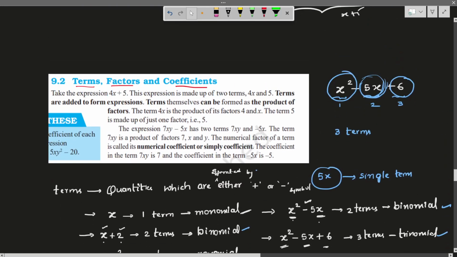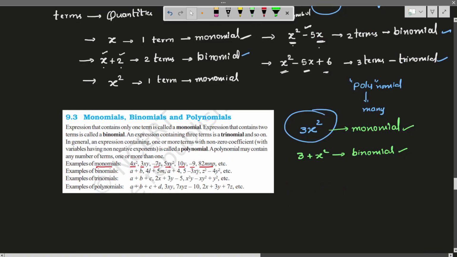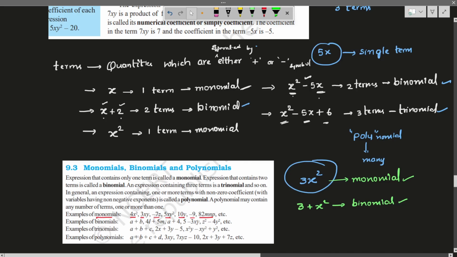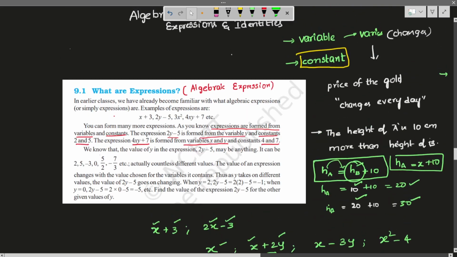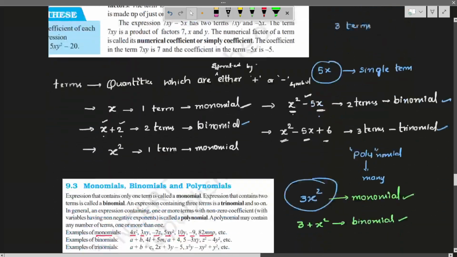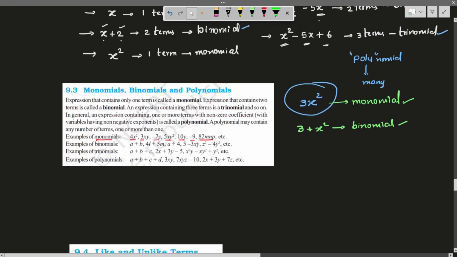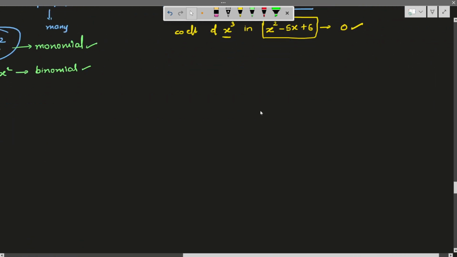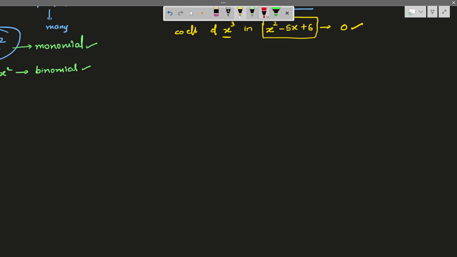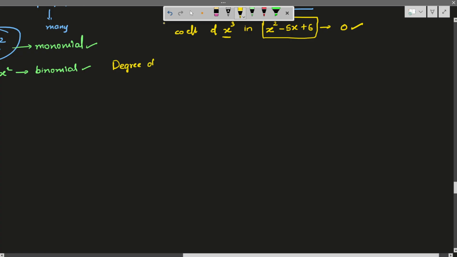Now that you got some clarity on what is a monomial and what is a binomial, and what are terms and algebraic expressions and variables, we will discuss something more than this, which is known as the degree of an equation or degree of an algebraic expression.